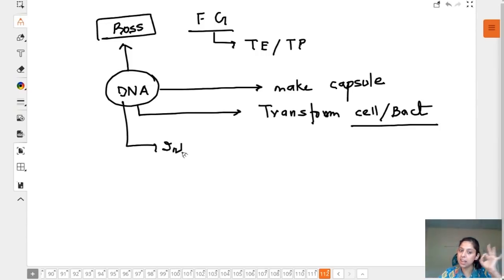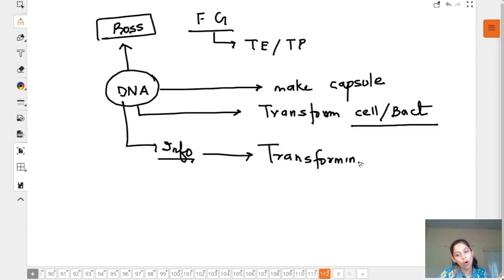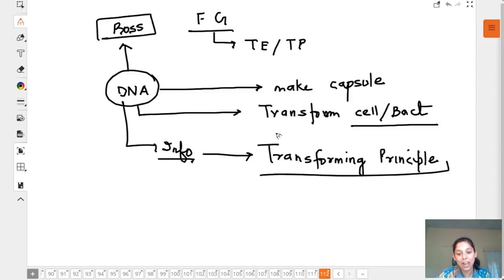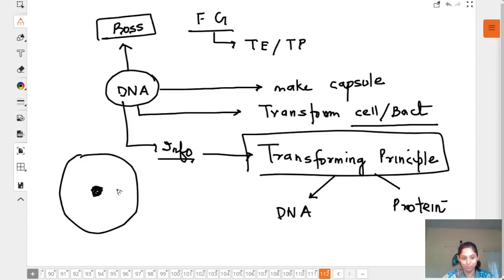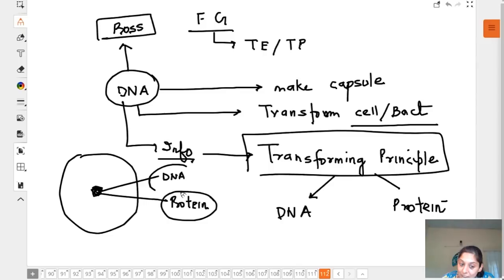He said, "Information is in DNA." What is the information? He said, "I don't know in detail. Let me call it transforming principle." And now we have to prove this transforming principle, is it DNA or is it a protein? Because he said that this transforming principle is coming from the middle. In the middle, DNA is also there. In the middle, protein is also there. Both of them are there. So we have to find out, is it DNA or protein? But he said it is in the middle.